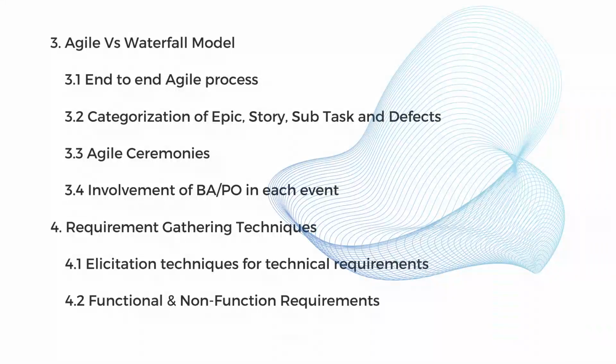Suppose we will have Epic. So I will explain what is Epic, what is a user story, what is a subtask, what is a defect. So I will be showing the categorization of each and everything and the hierarchy of each and everything and the format. So that is very much important, guys.